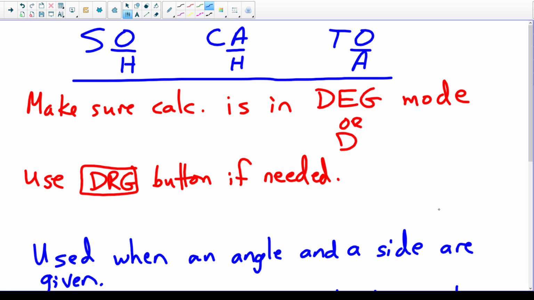Now, I'll get back to Sohcahtoa in a minute. There's a few things we have to cover before we do that. And the first thing that I wrote in red here is please make sure your calculators are set in degree or DEG or D mode, which is degree mode, before you start doing these kinds of calculations. If they are not set in the proper mode, you will get the wrong answer for each question. So make sure of that.